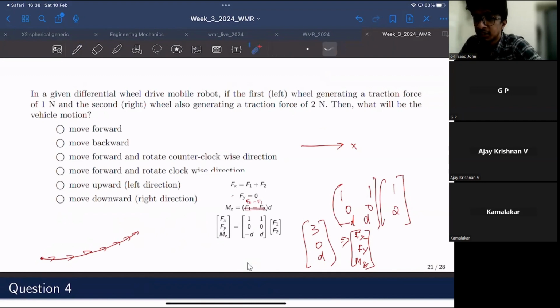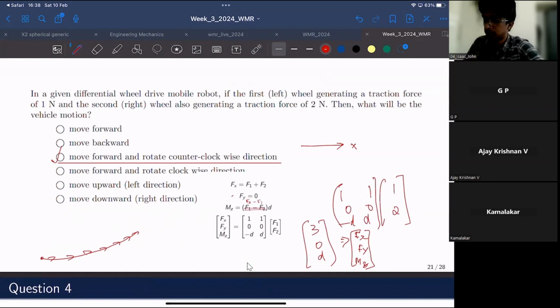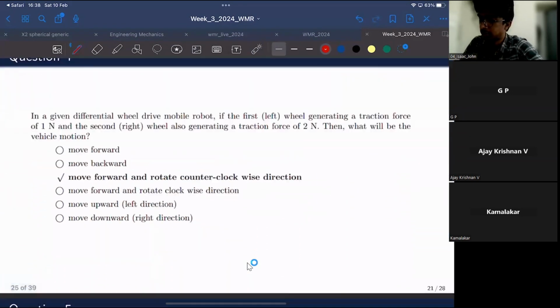I think option C is given by Kamalkar. So everyone basically agrees on option C, I think. Move forward and rotate counterclockwise. Yes, that is indeed C. So yeah, it's also an easy question.